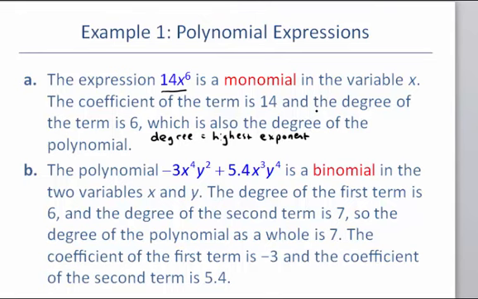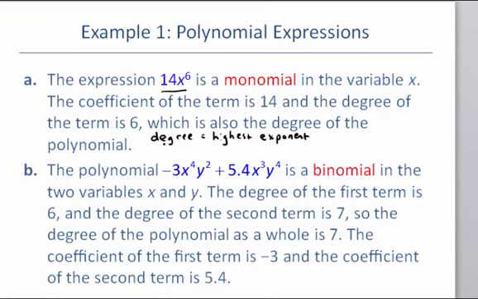For part B, we have negative 3 x to the 4th, y to the 2nd, plus 5.4 x to the 3rd, y to the 4th. This is called a binomial because we have two terms in the two variables x and y. The degree of the first term is 6 because we have an x to the 4th and a y to the 2nd, so the sum of our exponents will be 6. And the degree of the second term is 7 because we have a third power and a fourth power. Summing together makes 7. So the degree of the entire polynomial is equal to 7.